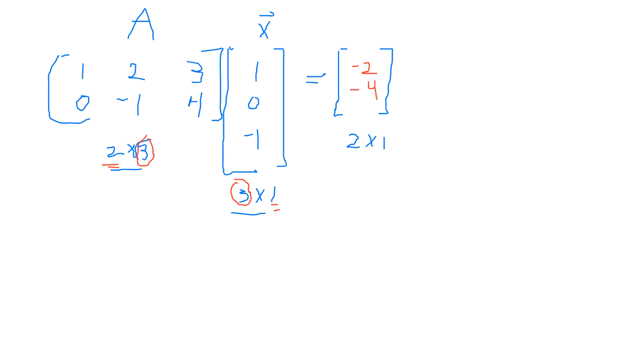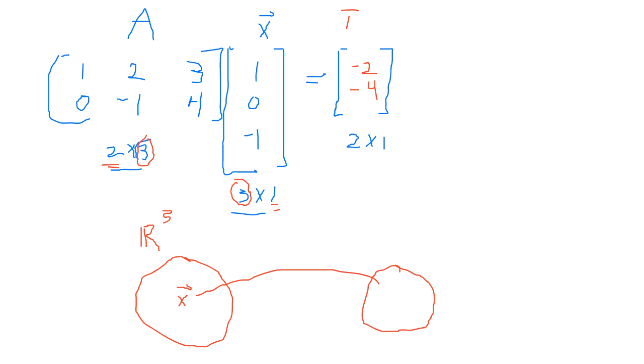So what happened is you took this vector x, that lives in 3-dimensional space, and you mapped it into this transformed vector x that lives in R2.